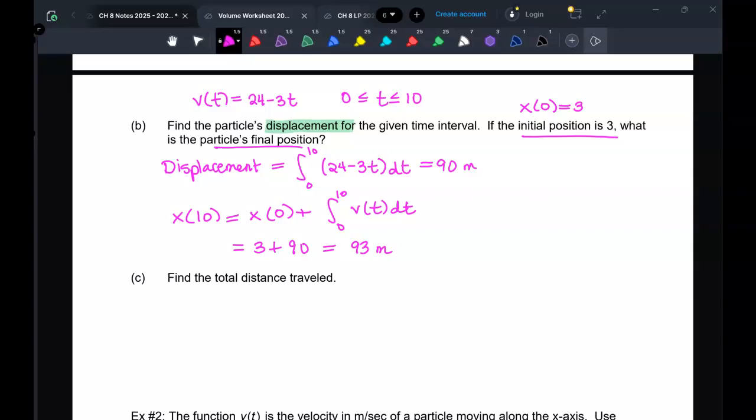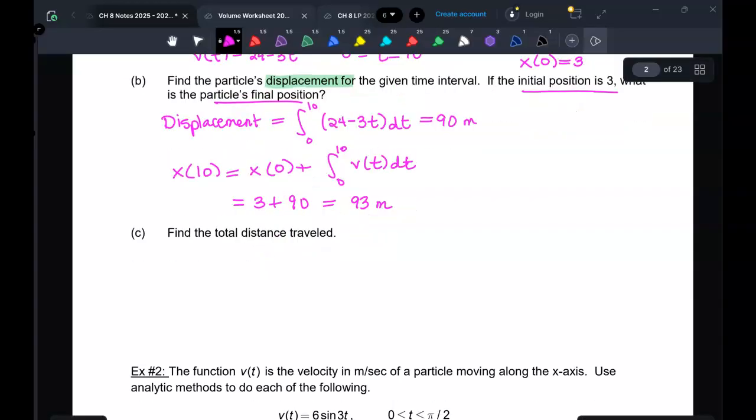Okay, total distance traveled. This is the integral from 0 to 10 of the absolute value of v of t dt. Why do we add that on? It's total distance traveled, so we want to count all the movement as positive. And you know where to find the absolute value, also the same button as the integral. Are you okay with that?